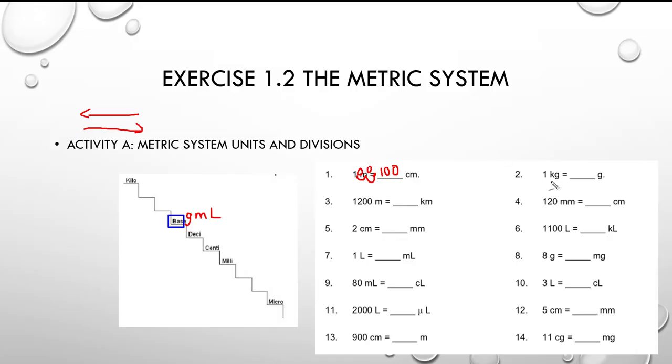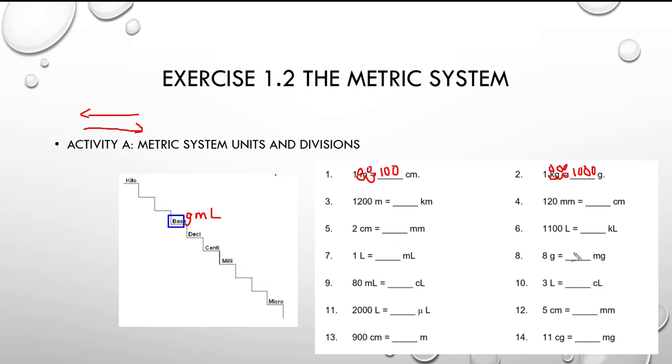Here's another example. We have 1 kilogram, and I'm moving it to grams. So here's kilo up here, and I need to move it here. I'm going to move the decimal point to the right because I'm moving down. I'm moving 1, 2, 3 spots. So here's my decimal point, I'm moving it 3 spots, 1, 2, 3. Now I have to put in the zeros. So 1 kilogram equals 1,000 grams.